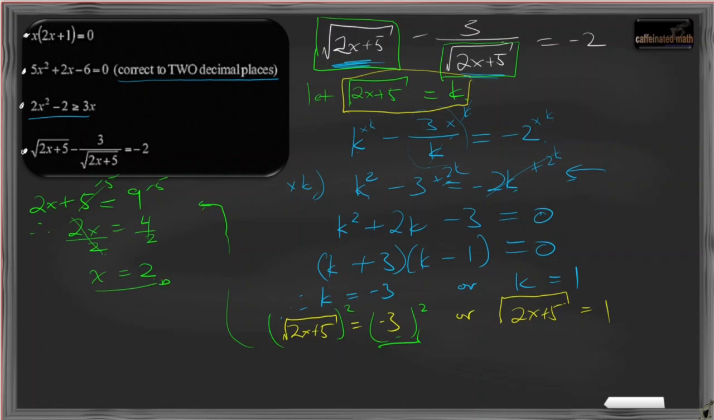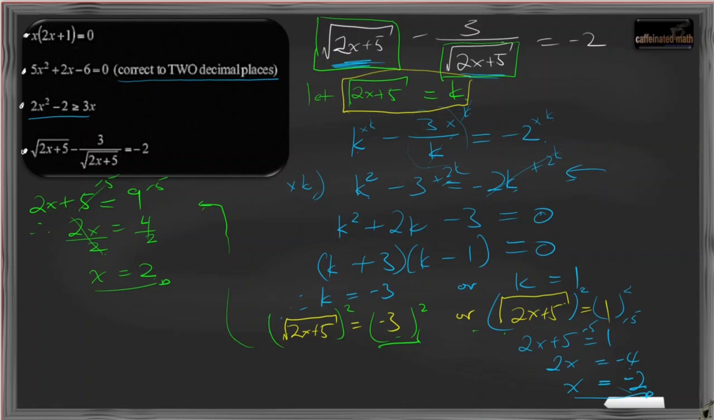For the other one, we can do that in blue. Of course, we have to square both sides again. So we'll have 2x plus 5 being equal to 1, because 1 squared is just 1. 2x, subtract 5 on both sides, being equal to -4, and x being equal to -2. Of course. Rightio, and we are not done.